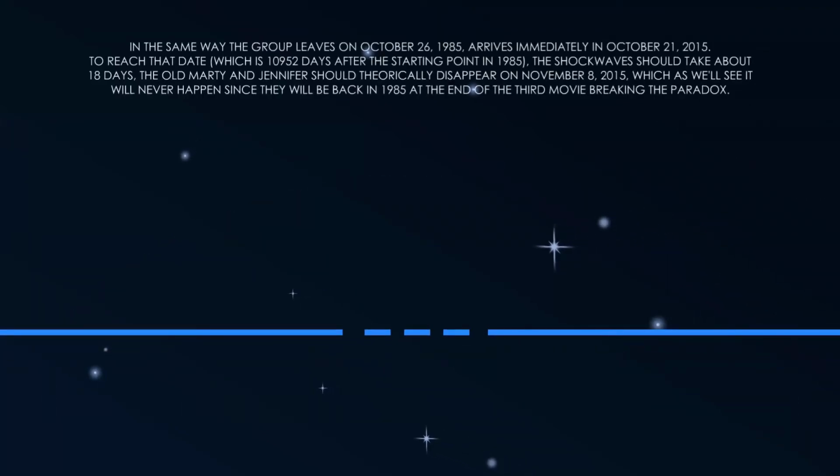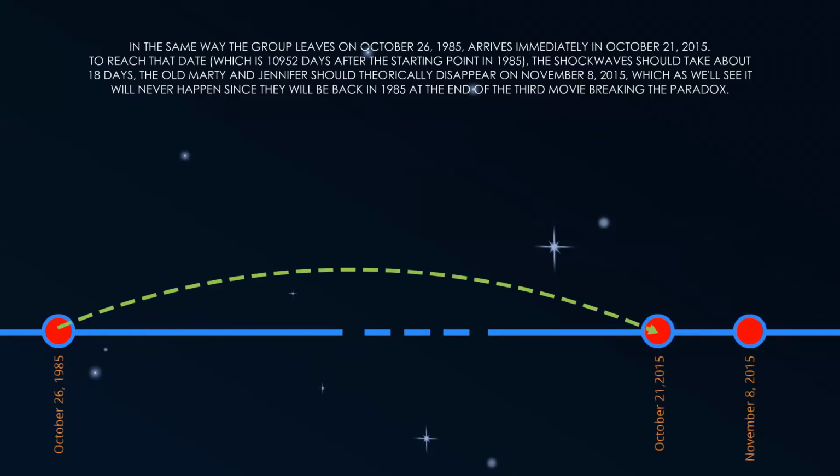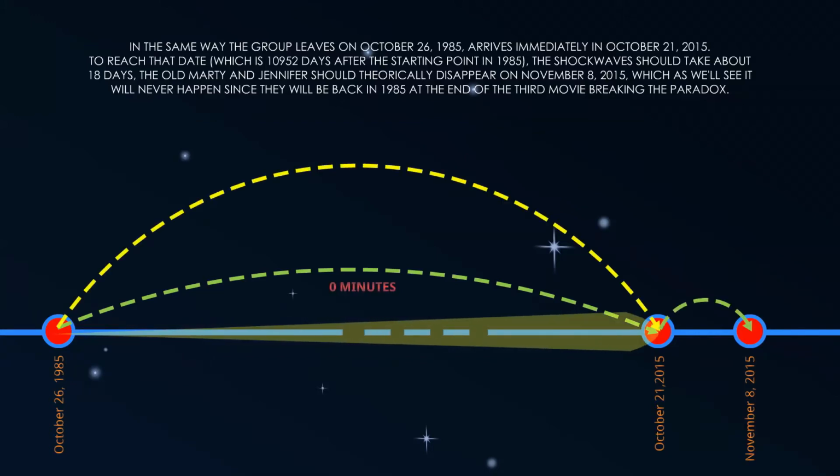In the same way, the group leaves on October 26, 1985, and arrives immediately on October 21, 2015. To reach that date, which is 10,952 days after the starting point in 1985, the shockwave should take about 18 days. The old Marty and Jennifer should theoretically disappear on November 8, 2015, which, as we'll see, will never happen since they will be back in 1985 at the end of the third movie, breaking the paradox.